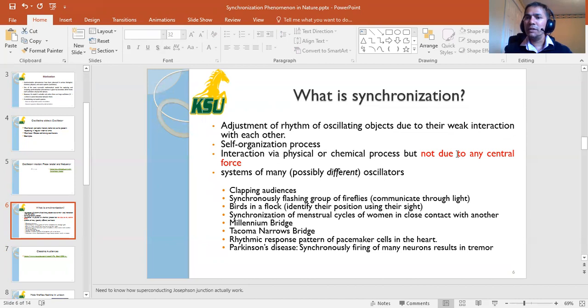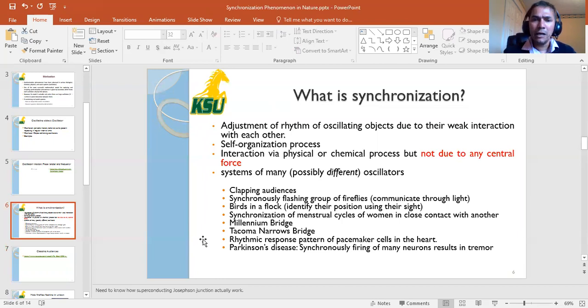I already mentioned this word. There is no central force. Nobody is telling us to start clapping, stop clapping, no. And we are dealing with many oscillators, meaning many people are involved there. So when we talk about synchronization, we are not just focusing on a few of them. We are trying to see collective behavior, right? A clapping audience is one good example of synchronization that can be observed in nature. Naturally, that can be demonstrated.